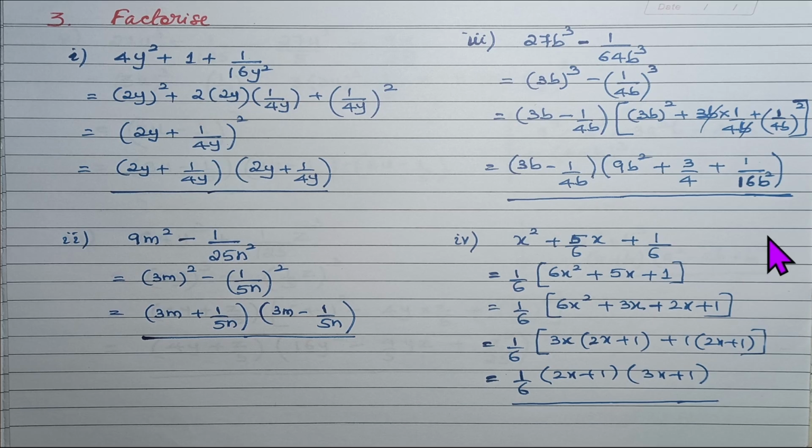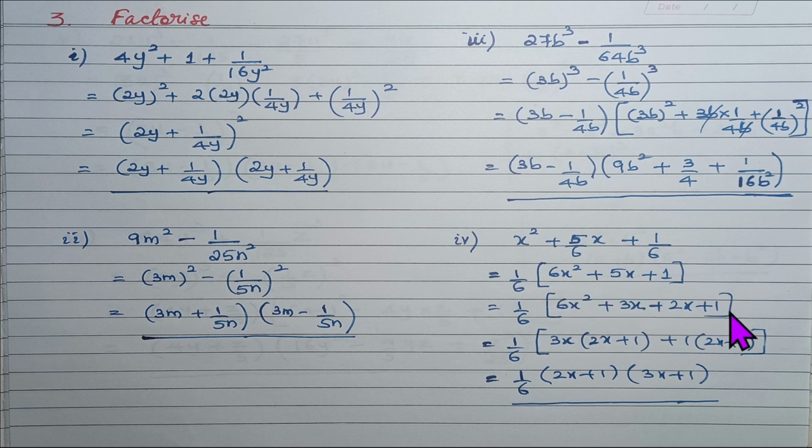Now coming to the next example, we have x square plus 5 by 6x plus 1 by 6. We can take 1 by 6 outside here. So when I take 1 by 6 outside, I get 6x square, because 6 divided by 6 becomes 1 again. If I take 1 by 6 outside, only 5 remains, so 5x and plus 1. So now with 1 by 6 outside, let us go for the middle term splitting method.